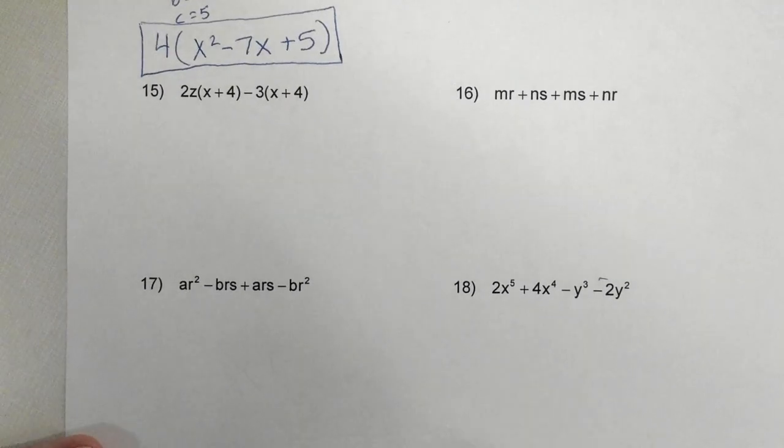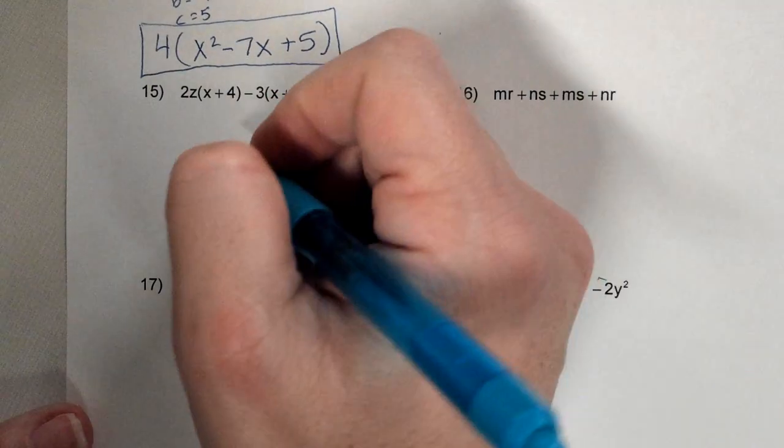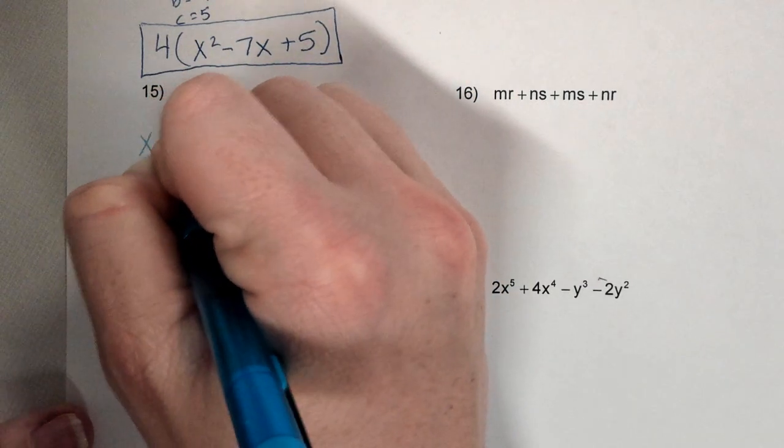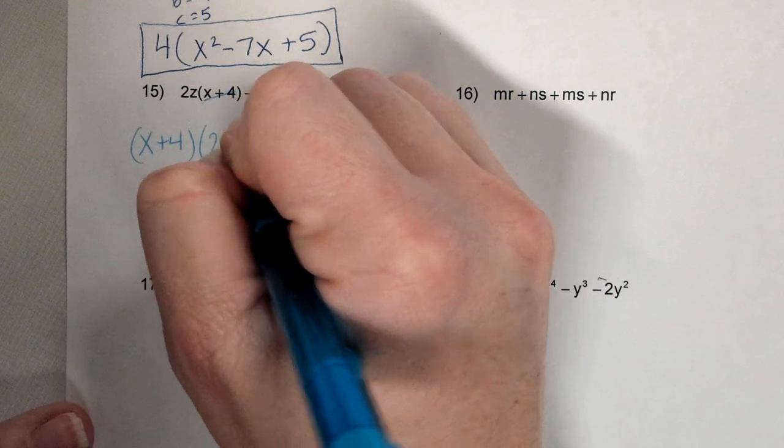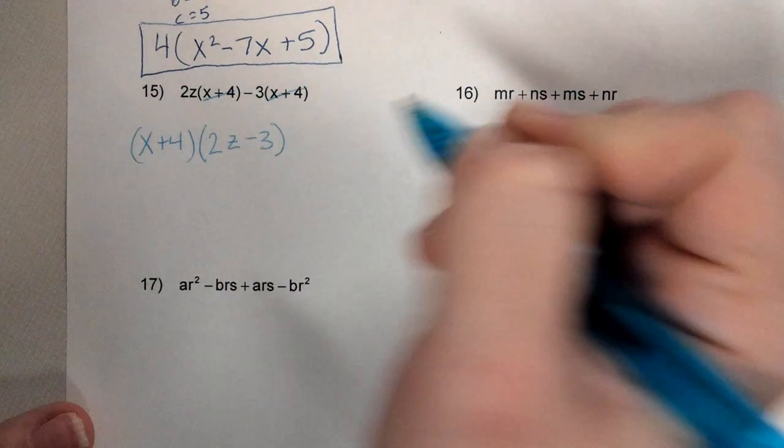Same with number 15. It's already grouped. I have the x plus 4s that match, so I take it out because that's my GCF. And when I take it out, I'm left with 2z minus 3, and there's my answer.